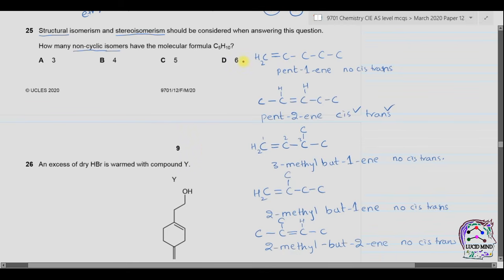Now counting, this is the first structure, this is the second one with cis, and the third one with trans, this is the fourth one, this is the fifth one, and this is the sixth. So we have 6 non-cyclic isomers that are possible. So it means that the answer is D.